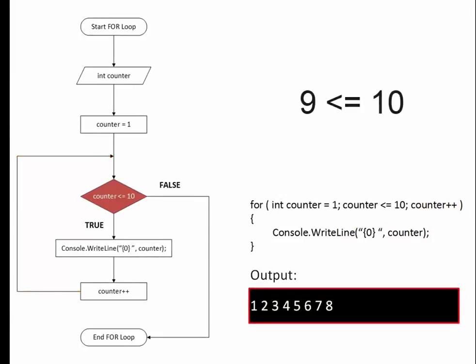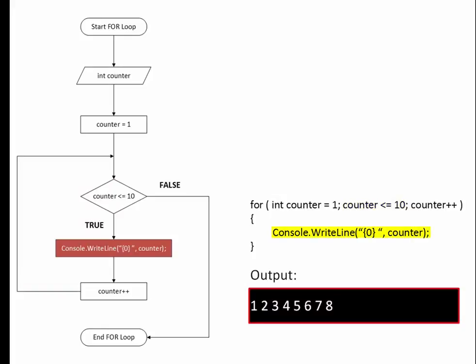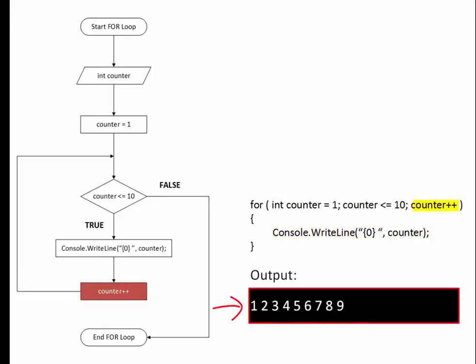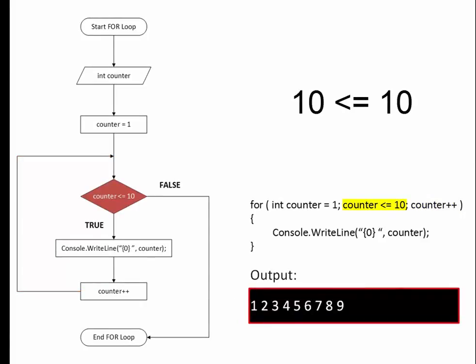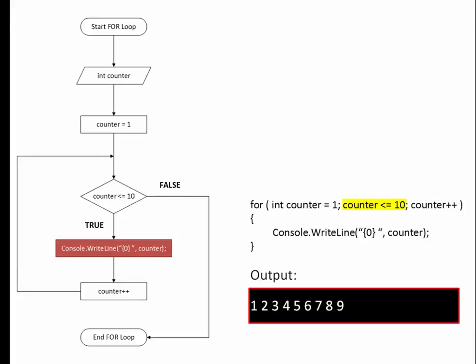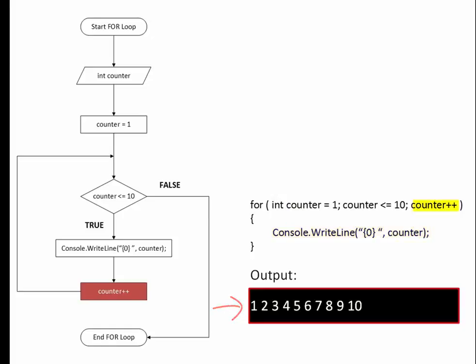Start again. 9 is less than or equal to 10, so we can continue. Run the code within the body. Display the current value. Increment the counter. Counter of 9 is now 10. Start again. 10 is less than or equal to 10, so we can continue. Run the code. Display the 10. Increment the counter. Now the current value of 10 is now 11.